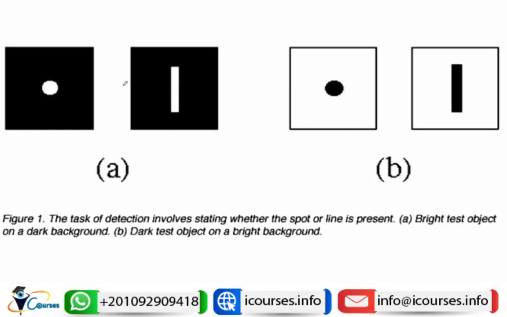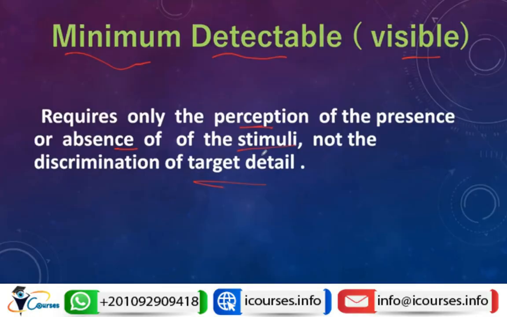So, for example, if you can see a white circle in this black square, or this white line in this black square, then this can be considered a minimum visible. Or the reverse, if you can see a black spot in the white square, or this dark line in the white square, this is considered a minimum visible. So you don't need to know the size or the details, just to see or not to see. This is called the minimum detectable or the minimum visible.